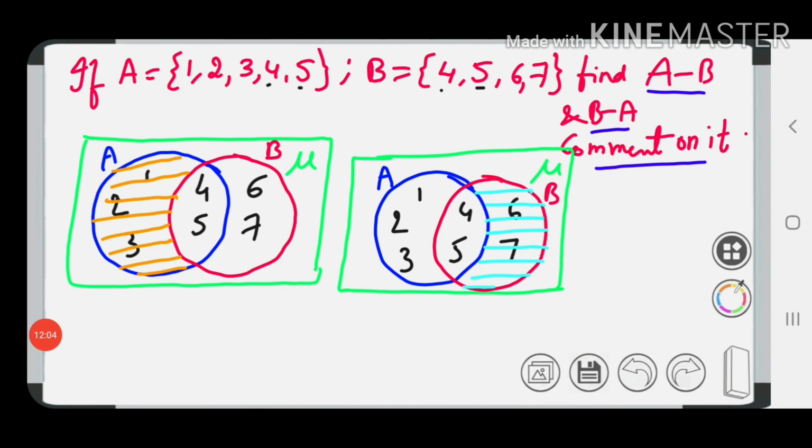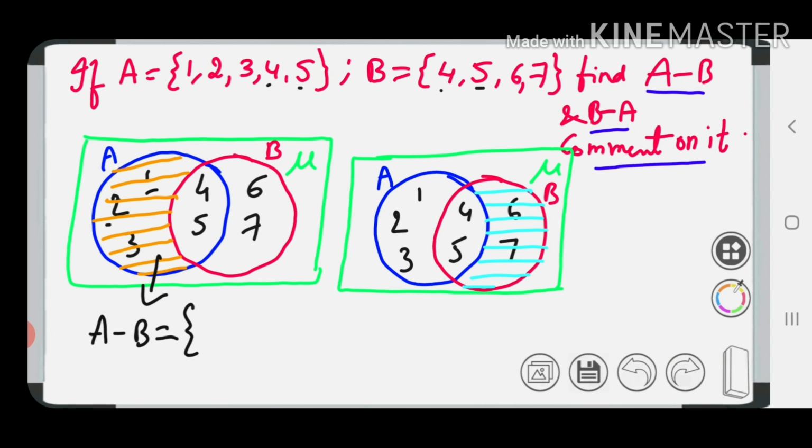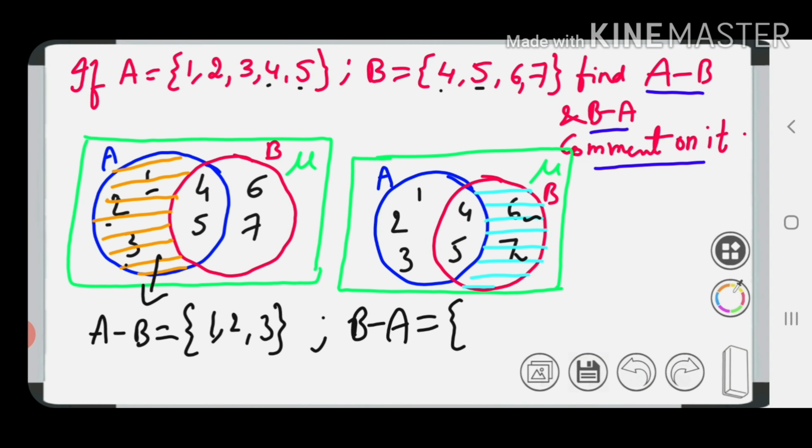From the Venn diagram also we can say this. This is the Venn diagram. So this shaded area represents A minus B. From this we can get A minus B as {1, 2, 3}. And from this figure you get B minus A. B minus A is equal to {6, 7}. So we can conclude that A minus B is not equal to B minus A.